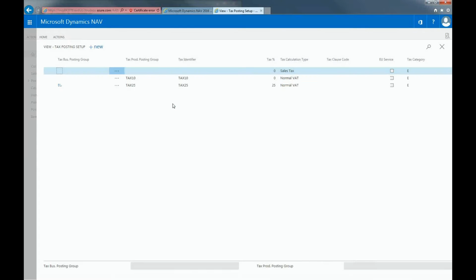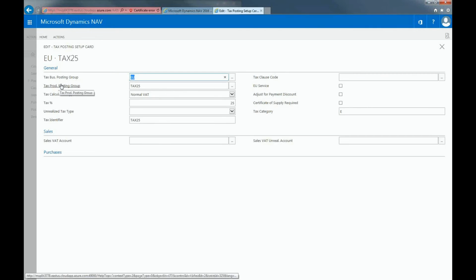The tax posting setup window specifies which accounts will post tax. In the tax business posting group, you set up tax business posting groups to distinguish between the types of customers and vendors. You can use the tax business posting group to determine calculation and posting of tax, for example, by specifying whether the customer or vendor involved in the transaction is located in your country or overseas. So for example, this tax business posting group is called EU, and the tax allocated with it is 25%.